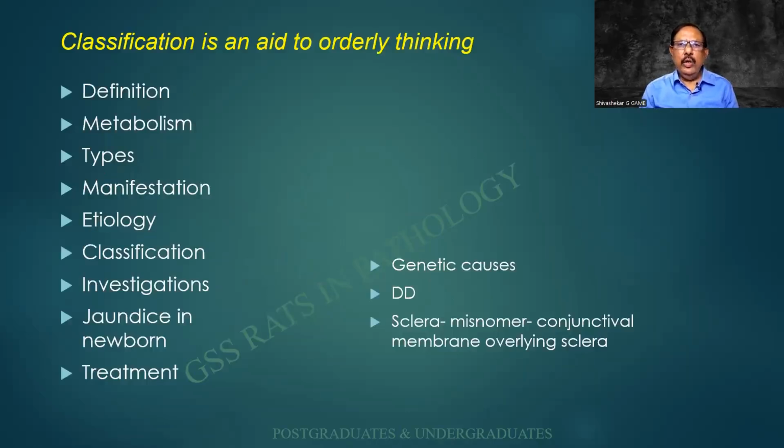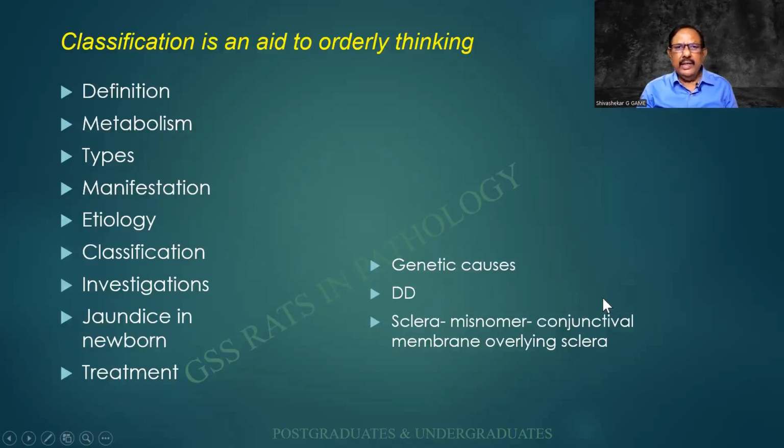Classification is an aid to orderly thinking. So, here we have a list of subheadings, which I always used to say. This is quite simple. The only thing the postgraduates will have to keep in mind is an entity called jaundice in the newborn, which is a university question for them. The other things can be the genetic causes and the differential diagnosis.